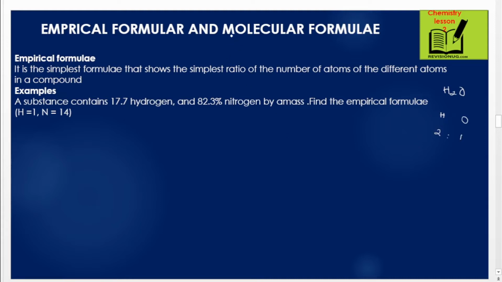Then the molecular formula confirms the real formula. There are 2 atoms of hydrogen and 1 atom of oxygen, but the empirical formula is just a sketch. The molecular formula is the accurate diagram that confirms, yes, this is the real formula. These are the atoms that must be there in the respective numbers.